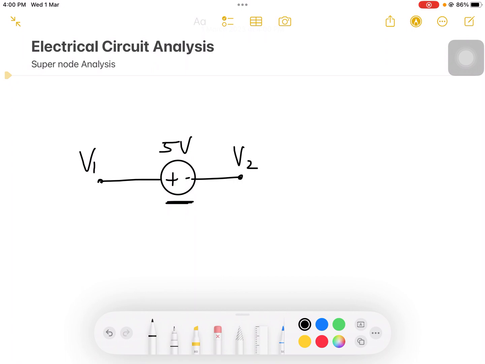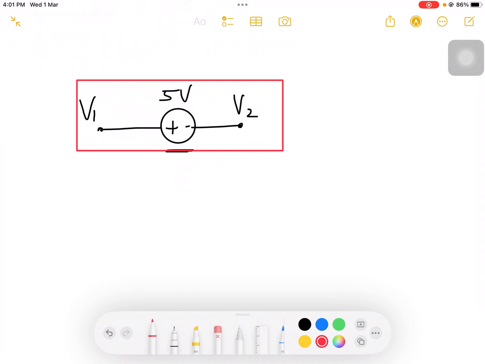And the region surrounding this voltage source which connects the two nodes directly is called a super node. Okay, so this is called a super node. So a voltage source connected between two voltage nodes without any circuit element, and the region surrounding this voltage source which connects the two nodes directly, is called a super node. So let us take a simple problem and we'll try to analyze how this super node can be solved.